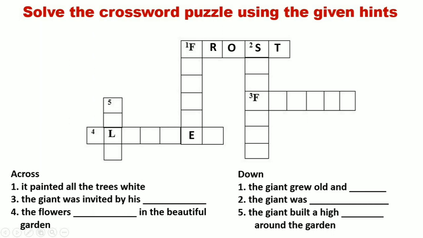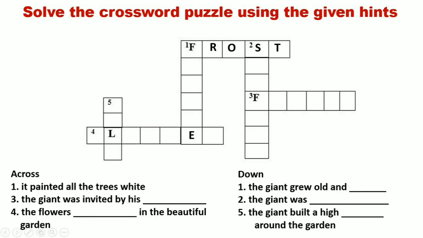Now look at 3, third number. It says, the giant was invited by his dash. So children, who invited the giant? His mother? No. His father? Okay, no. Then who invited the giant? Yes, he was invited by his friend. Very good.